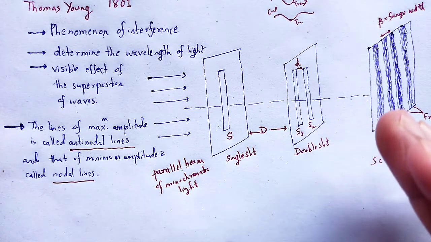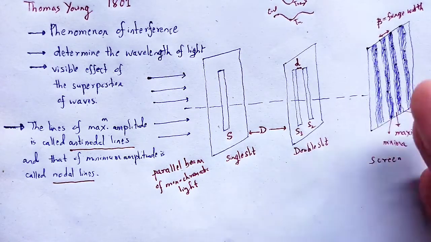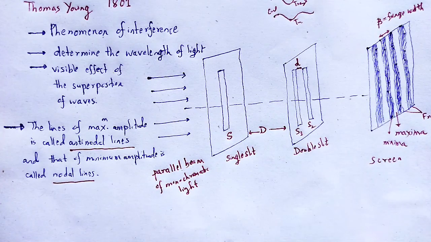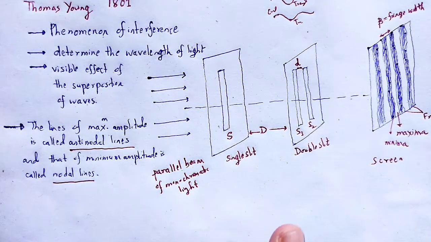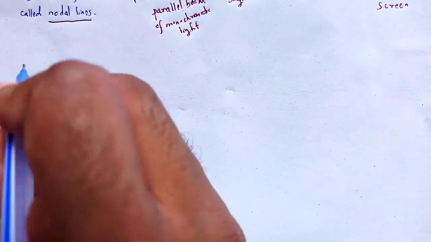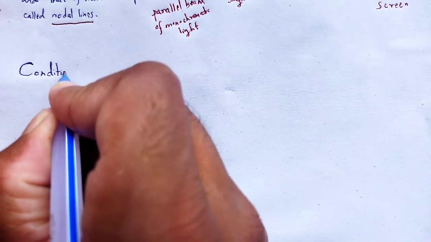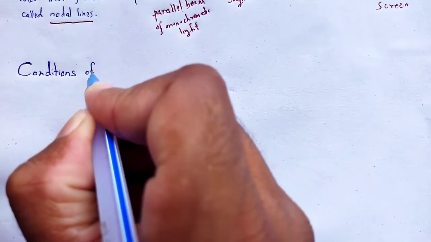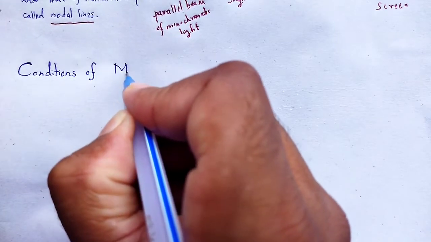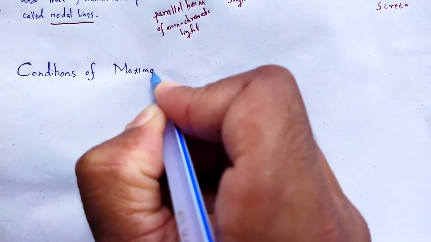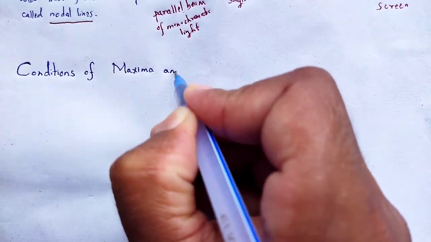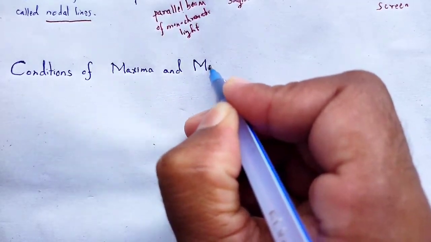Now, what are the conditions for maxima and minima? Let me discuss it mathematically. Conditions of maxima and minima: maxima for the bright fringe and minima for the dark fringe.